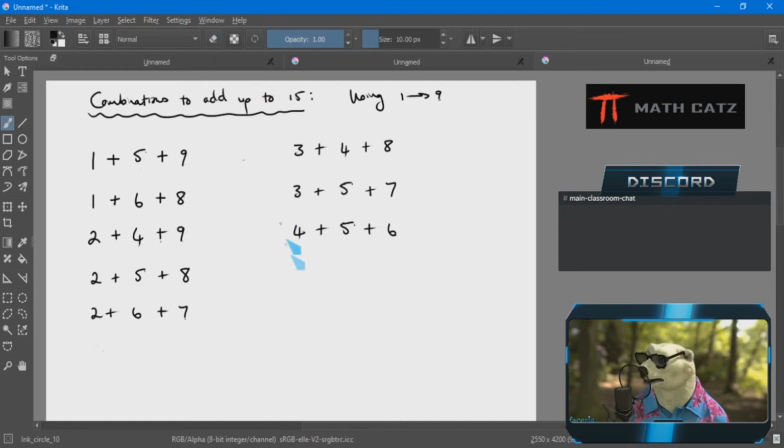And I'm running out of options really. 7. 7 plus 8 is already 15. 7 plus 9 is too much. So 7 can't have any new ones. 8 plus 9. No, I'm done. That's it.